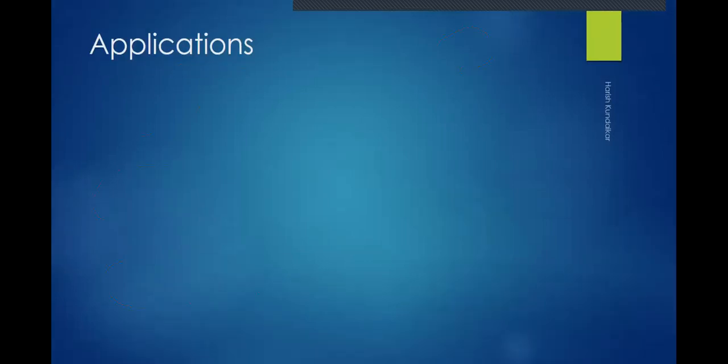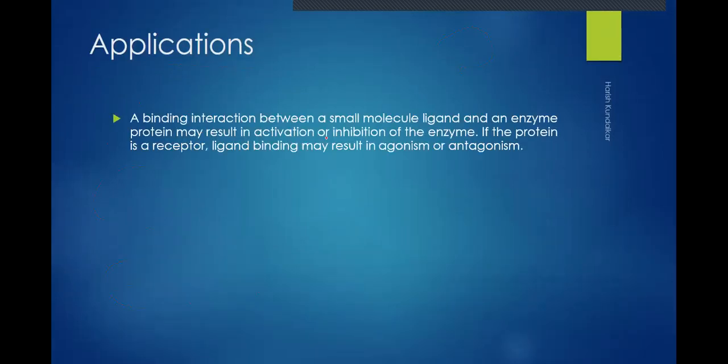Applications of docking: binding interaction between a small molecule ligand and an enzyme protein may result in activation or inhibition of the enzyme. If the protein is a receptor, ligand binding may result in agonism or antagonism. One of the drawbacks of docking is that we cannot predict from docking whether the given ligand is going to be an agonist or antagonist. We can only predict whether it is going to bind to the receptor. Whether it will be an agonist or antagonist will be found only via in vivo studies.